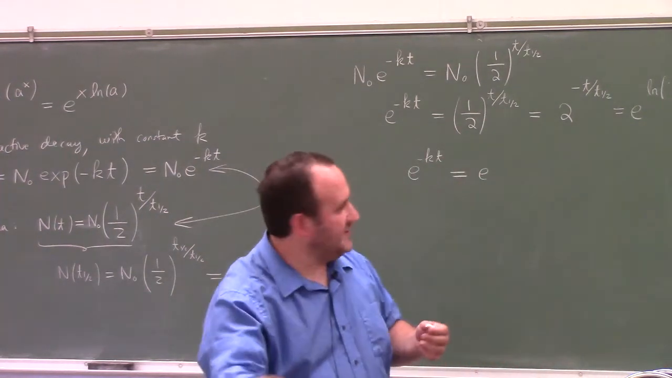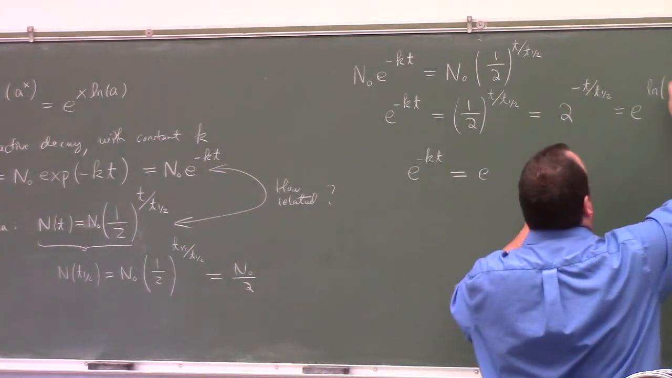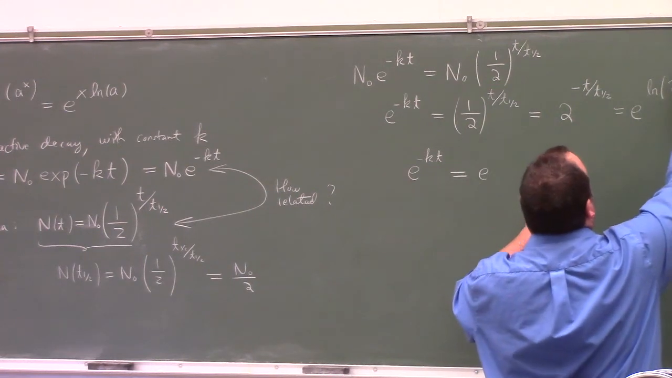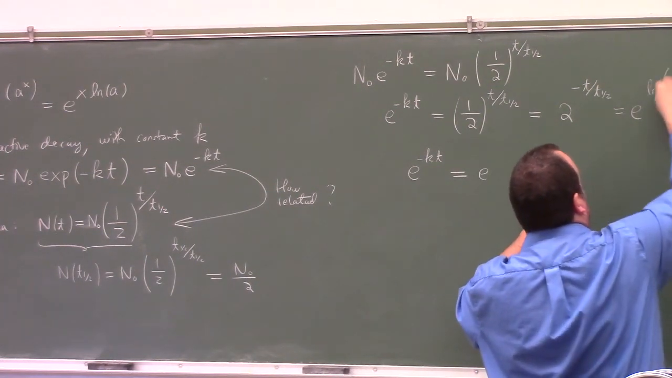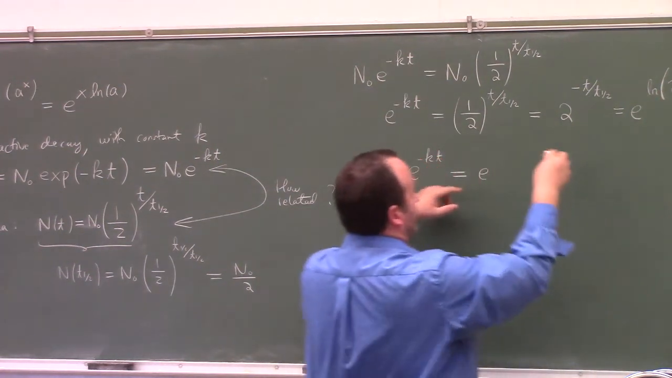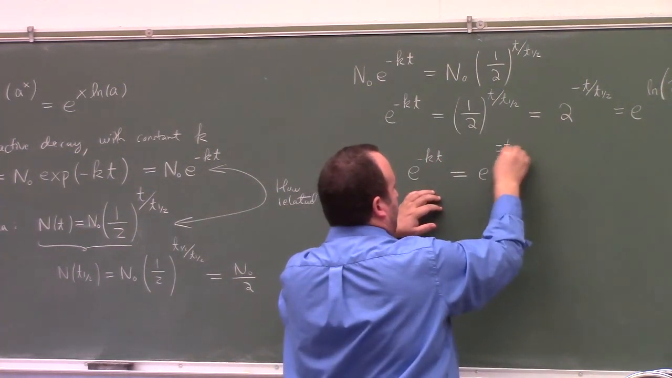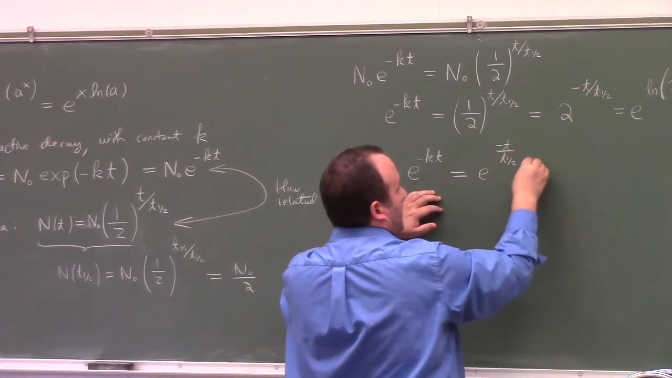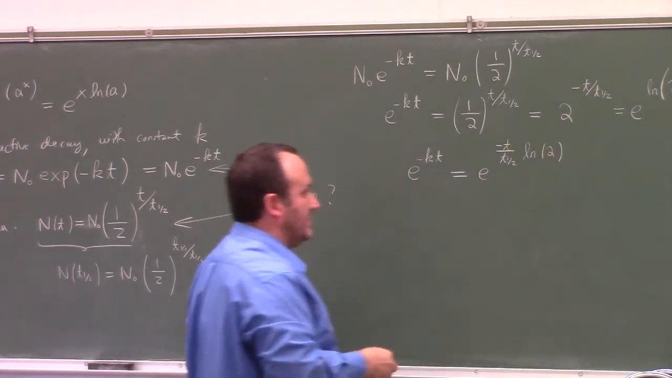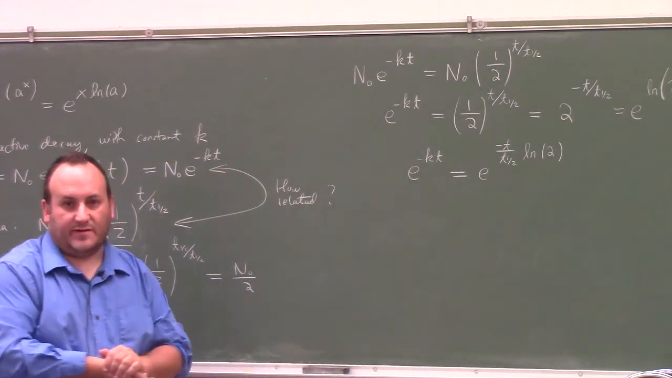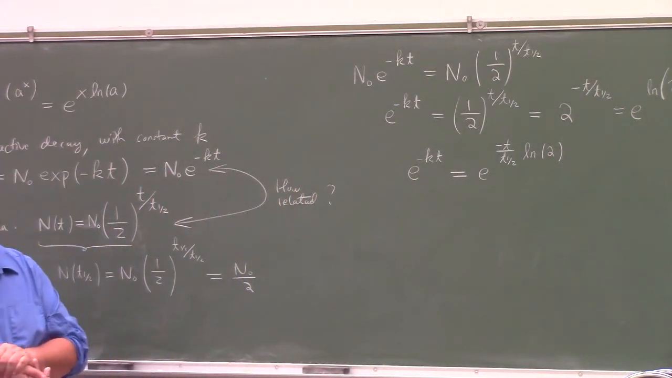Sorry, my mind skipped. That was e to the natural log of 2 to the minus t over t 1/2, right? That's the trick. But then we can pull out the minus t over t 1/2 and multiply by the natural log of 2 by the power property of logs, right?